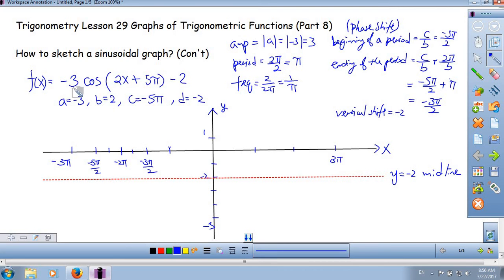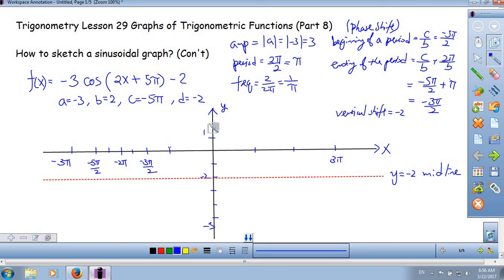So now we are having a negative cosine, right? Cosine starts with the maximum value, but the negative cosine starts with the minimum value. Now my amplitude is 3. That means my maximum and minimum are going to be 3 units away from the midline.